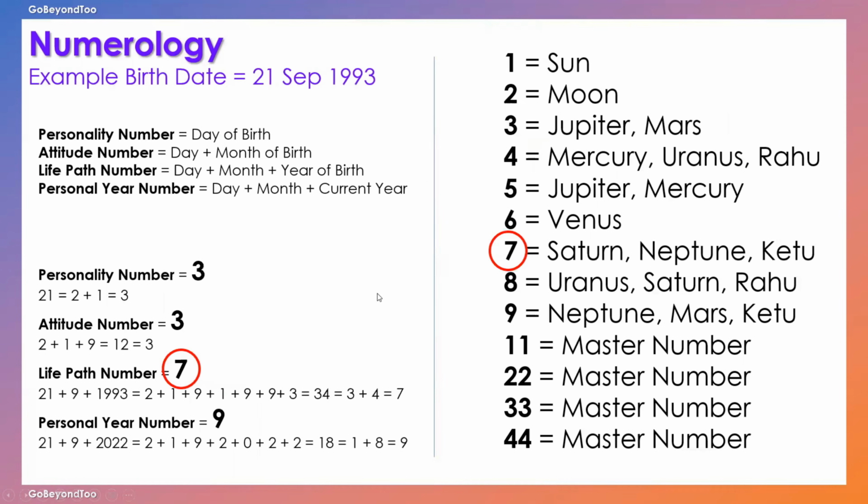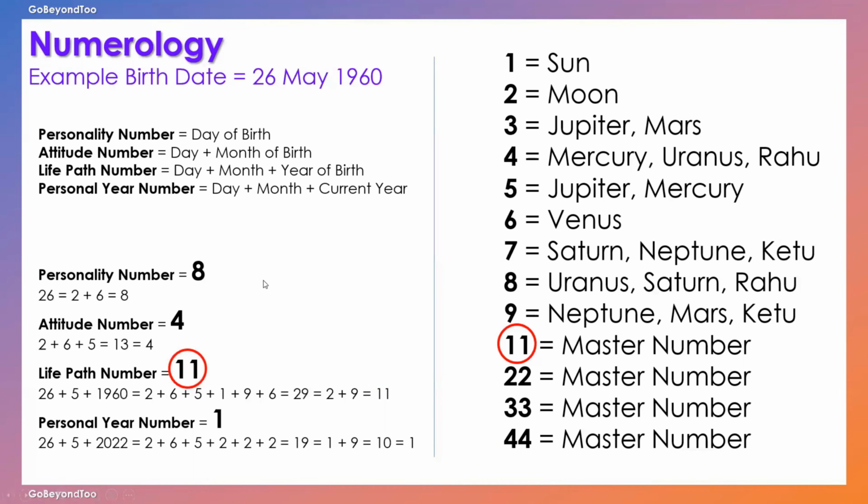Here's a second example of a person who was born on the 21st of September, 1993. If you do the math, add those numbers together, you end up with 3 for the personality number, 3 for the attitude number, which is ruled by Jupiter and Mars. The life path number is 7, which is ruled by Saturn, Neptune, and Ketu. And the personal year number is ruled by Neptune and Mars, which is number 9, and Ketu.